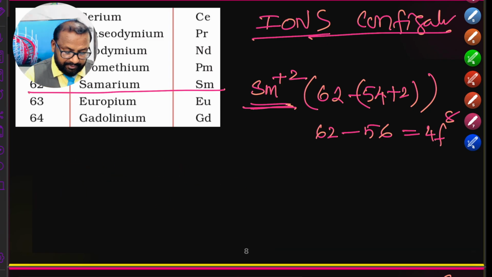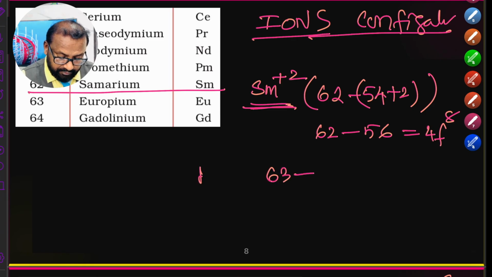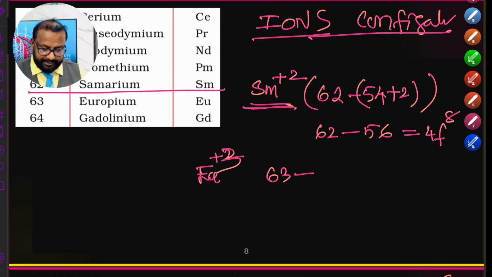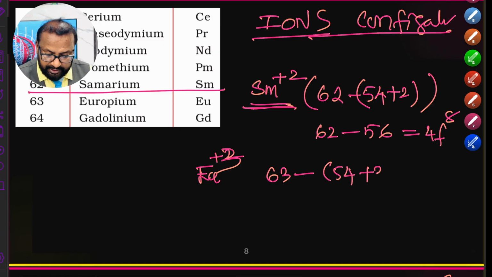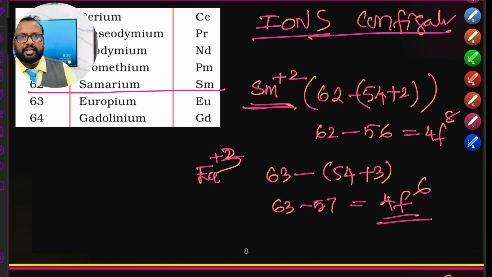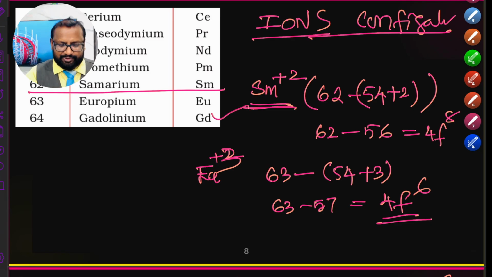In the same way, we'll go for europium. Europium plus 3: 63 minus 54 plus 3. It is 63 minus 57, so this gives me the 4f6 configuration. For any ion, it works exactly perfectly. Even with gadolinium it works the same.